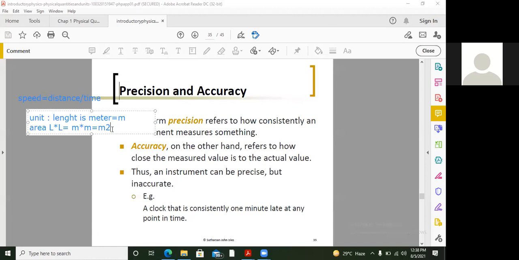If we talk about volume, can you do this? Answer me in the comment box. Find out the derived unit for the speed as well. Do it right now. Answer me in the comment box. I'm waiting.